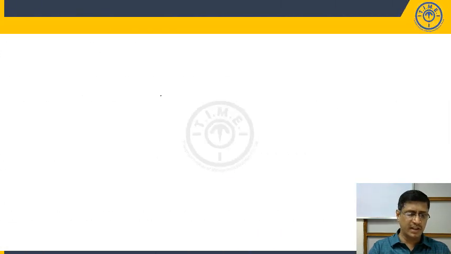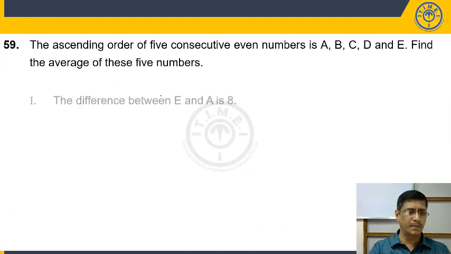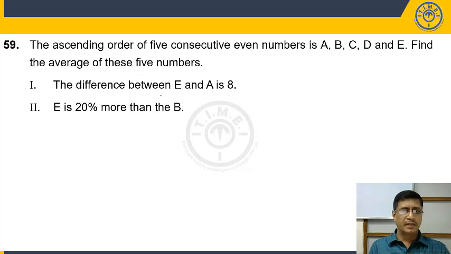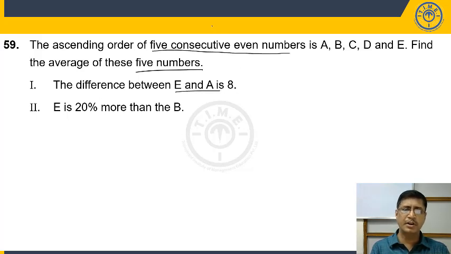Okay, now look at the next example on your screen. The ascending order of 5 consecutive even numbers is A, B, C, D and E. Find the average of these 5 numbers. Statement 1: the difference between E and A is 8. Consecutive even numbers means the common difference is 2. The first value is x, the next value is x plus 2, the next is x plus 4, x plus 6, x plus 8.